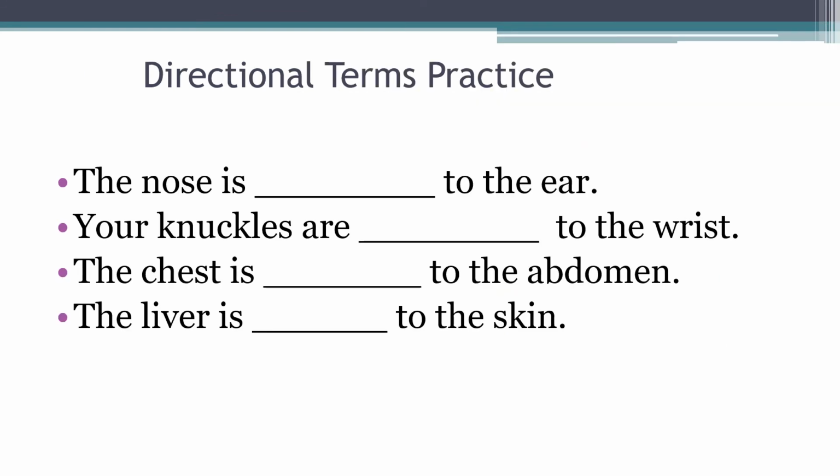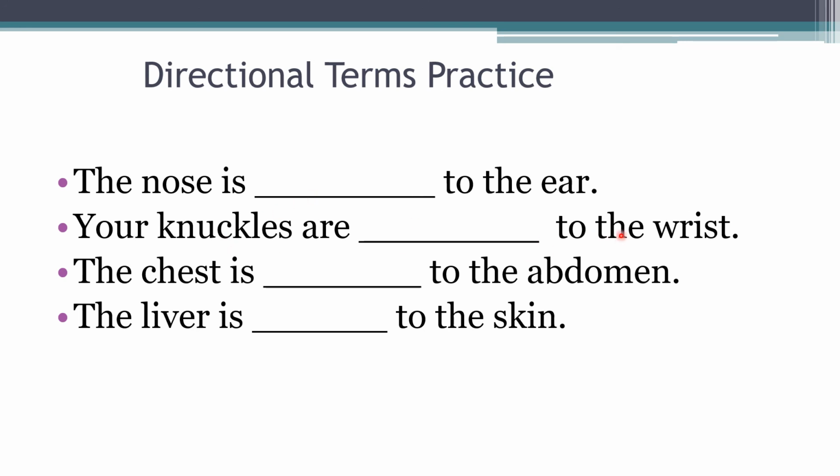All right, so just some quick questions here. The nose is blank to the ear. Nose is blank to the ear. The best answer I think is medial. The nose is right on midline, the ear is further from midline. Technically, you could say anterior. You could say the nose is a little bit in front of the ears, but I think the best answer is medial.